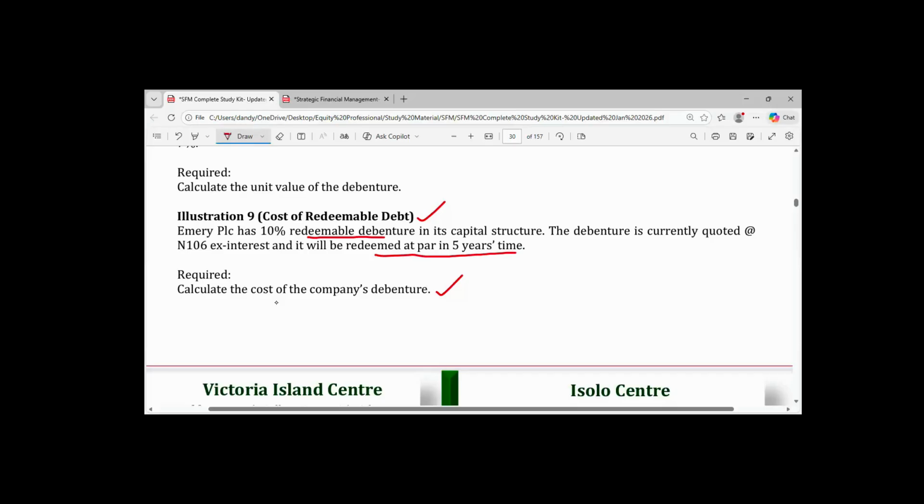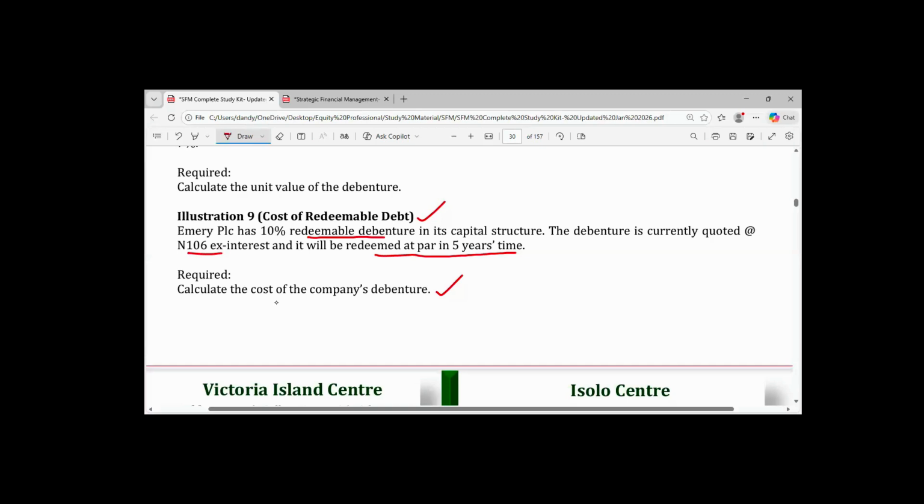When you look at the question, the examiner has told us that the debenture is currently quoted at 106 Naira ex interest, which confirms that interest has been paid. So I don't need to make any adjustments. One more thing I need to consider here: I must check from the question whether there is tax or not.